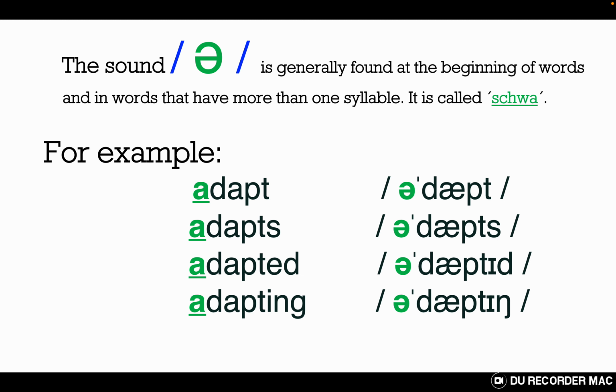Also, this causes trouble for the students. They say adapt. It's not adapt, it's adapt, adapts, adapted, adapting. Let's pronounce after me. Adapt, adapts, adapted, adapting. Let's go to the next one.